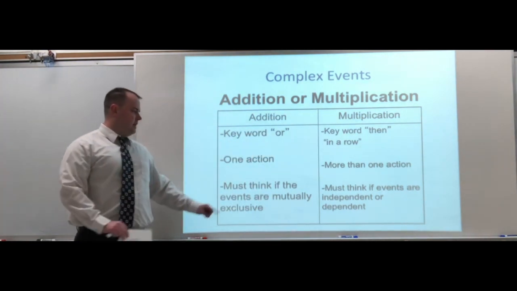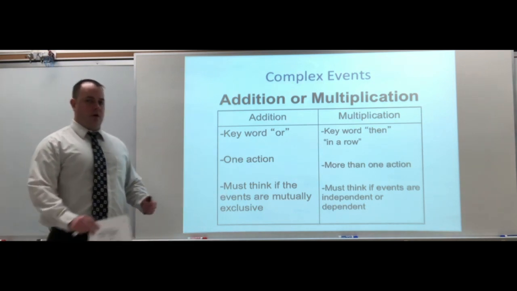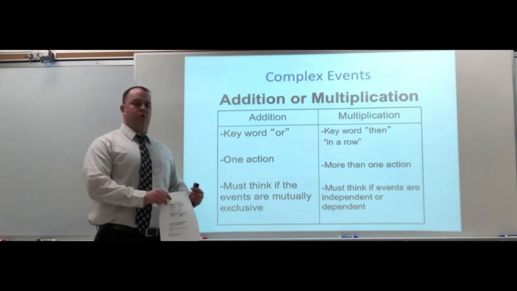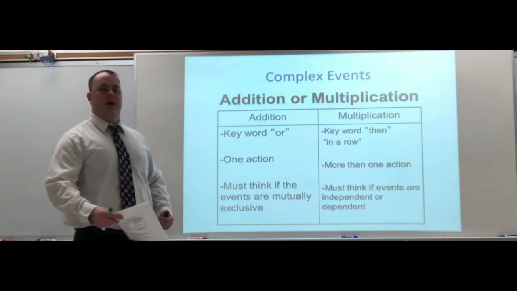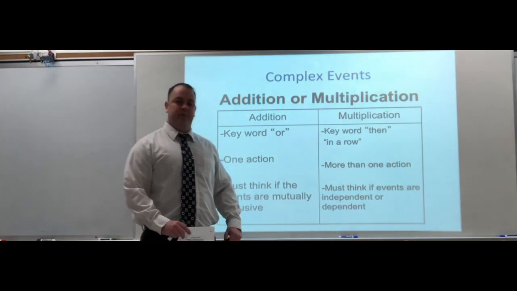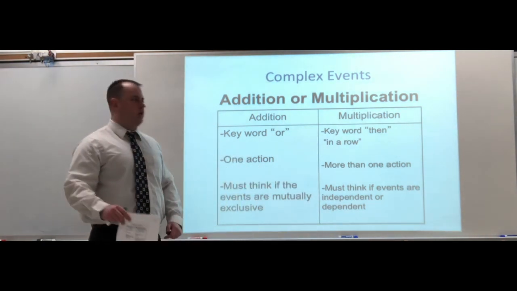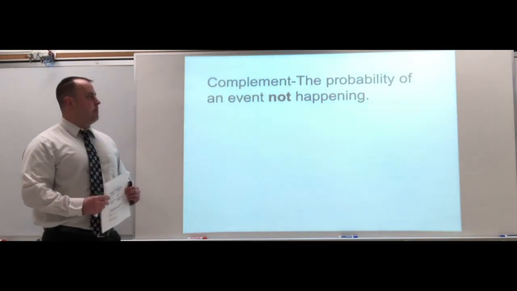Okay, and the things you need to think about for addition rule, is it mutually exclusive or not? If they are not mutually exclusive, they can happen together, you have to subtract. Subtract so events are not being counted more than 1 time. For multiplication rule, you have to think, are they independent or dependent events? Is the probability changing?